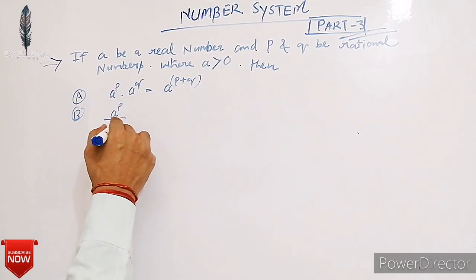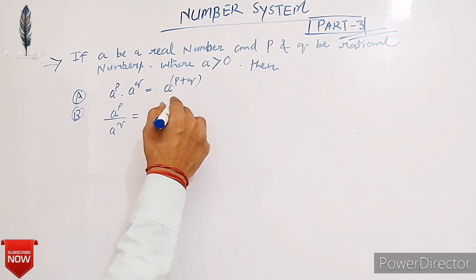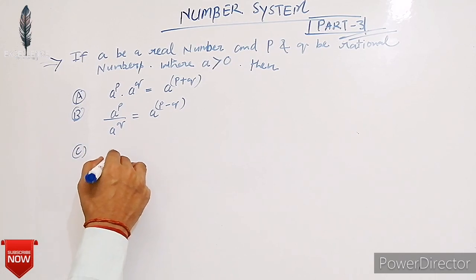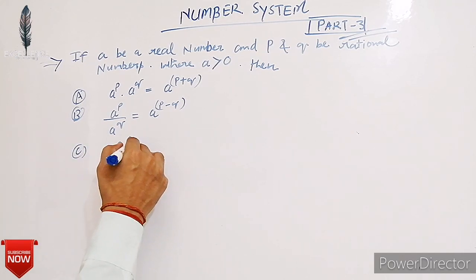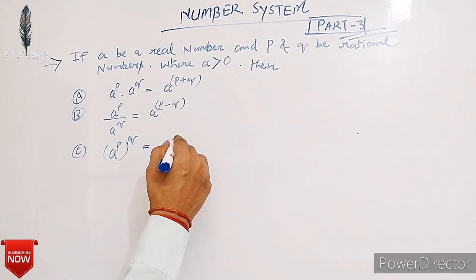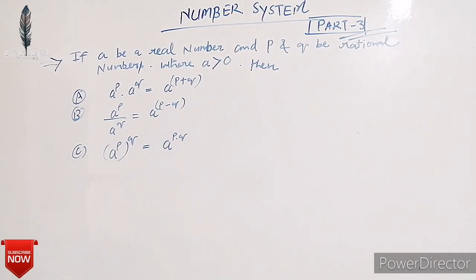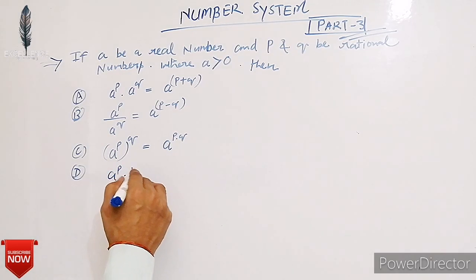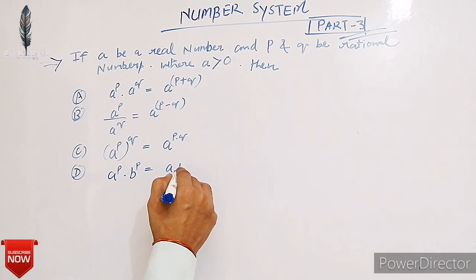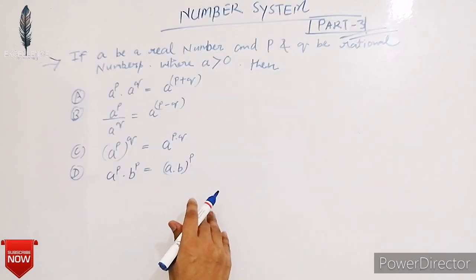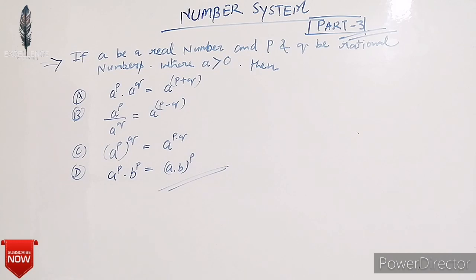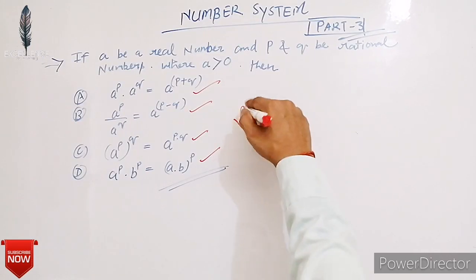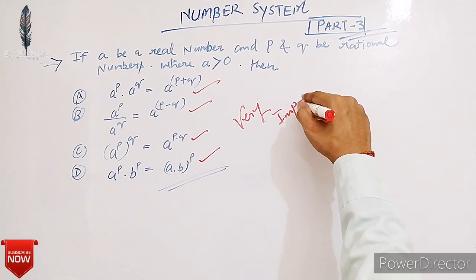Here a raised to power p upon a raised to power q is equal to a raised to power p minus q. A raised to power p whole power q is equal to a raised to power p into q. Here a raised to power p into b raised to power p is equal to a into b whole power p. Okay students, ये वेरी इंपॉर्टेंट कॉन्सेप्ट है, इसको आपको ध्यान रखना है.